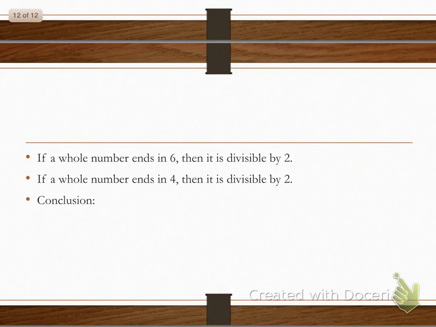So if a whole number ends in 6, then it's divisible by 2. If a whole number ends in 4, then it's divisible by 2. They don't connect, so we cannot make another conclusion.